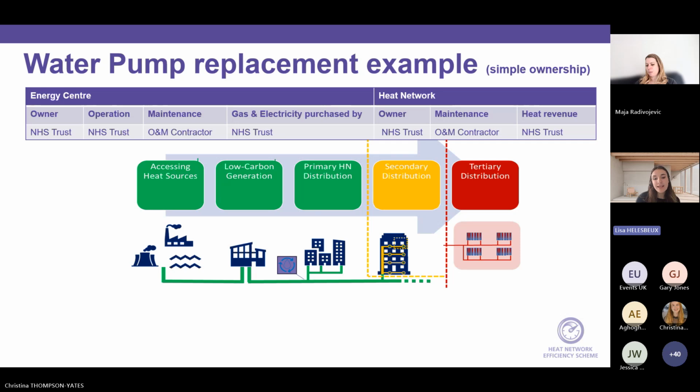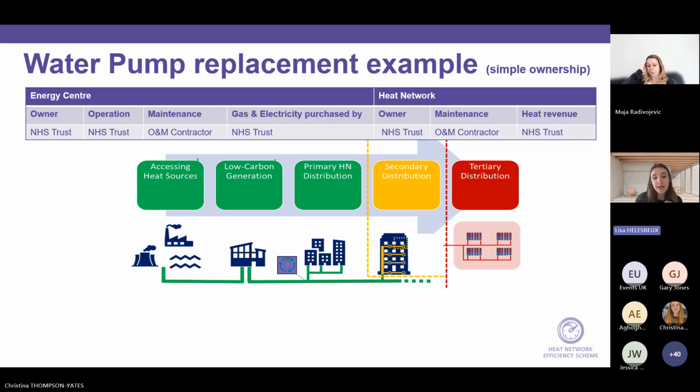Thank you. So with that context in mind, we'll go through a couple of examples of typical heat network efficiency scheme projects. And our first example is relatively simple in terms of ownership to begin with. So let's say here that we have an NHS trust that operates a district heat network, and that the maintenance of that system is done by an O&M contractor. But the NHS trust is the one purchasing the fuel source and the gas, and it also owns the heat network that we are talking about.